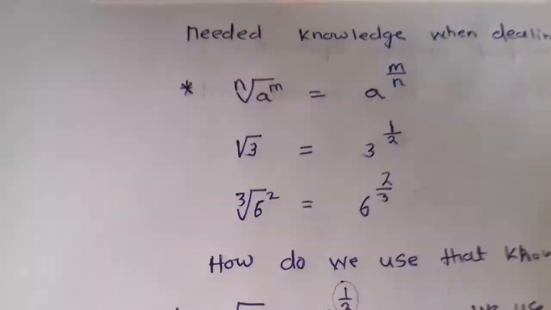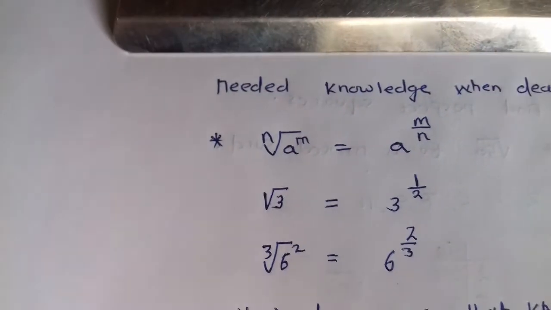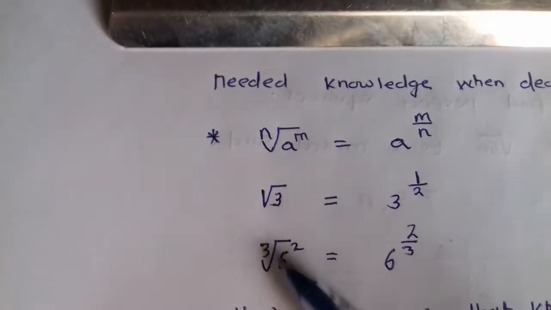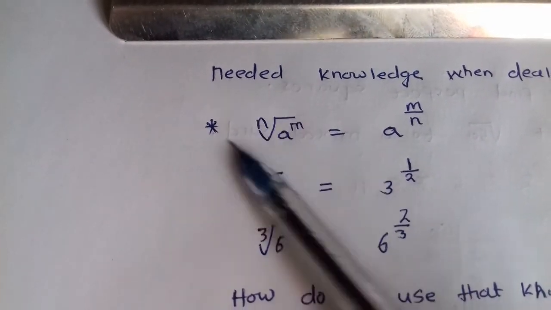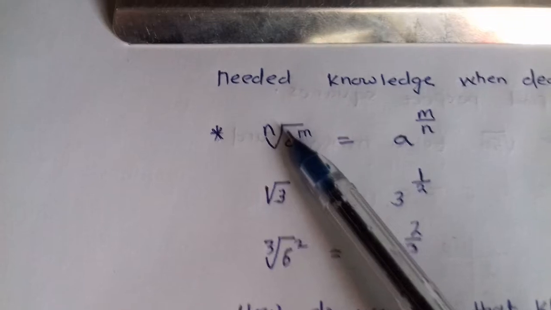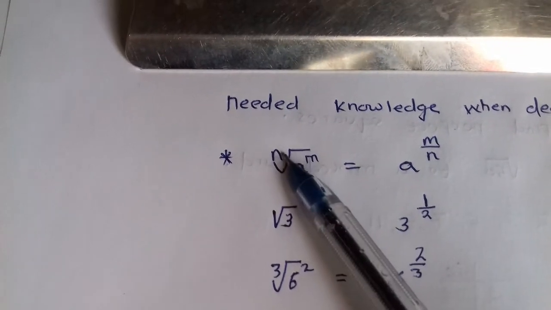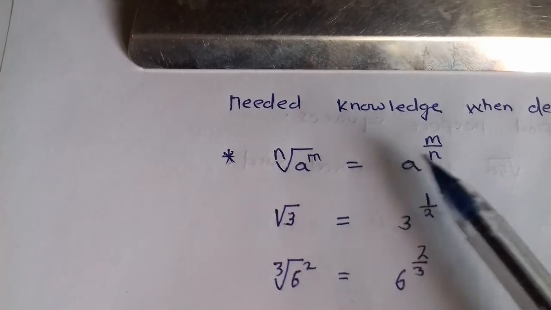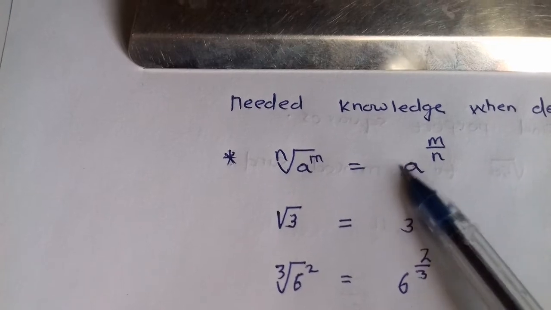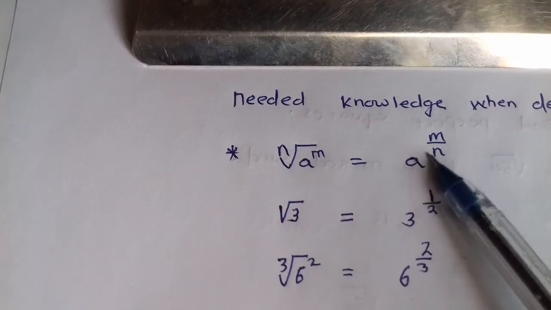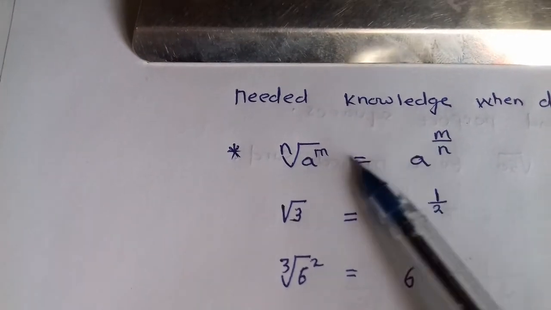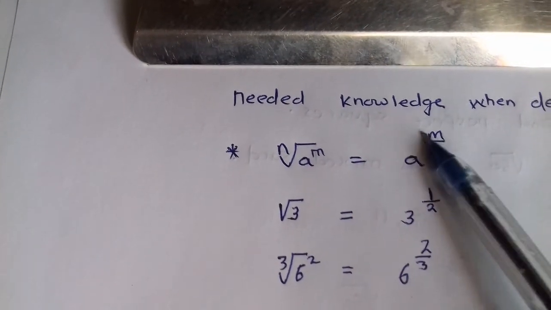Good morning, everyone. When dealing with SURDS, this is the knowledge that we need. We need to know indices from secondary level, where you have the nth root of a to the power m. This can be written as an exponent, meaning as a power. This a remains the base, okay? And then this n becomes the denominator of a power, and m becomes the numerator.